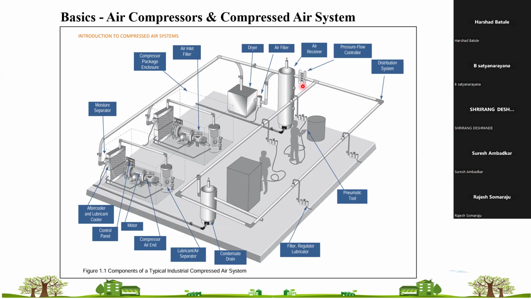Then there is a dryer. The main component of your system is the dryer. To remove the moisture from your entire system, dryers are majorly used. Then there is an air filter. Whatever hazardous particles or any particles pass into the system, the air filter will remove them. So this is your typical compressed air system in industry.